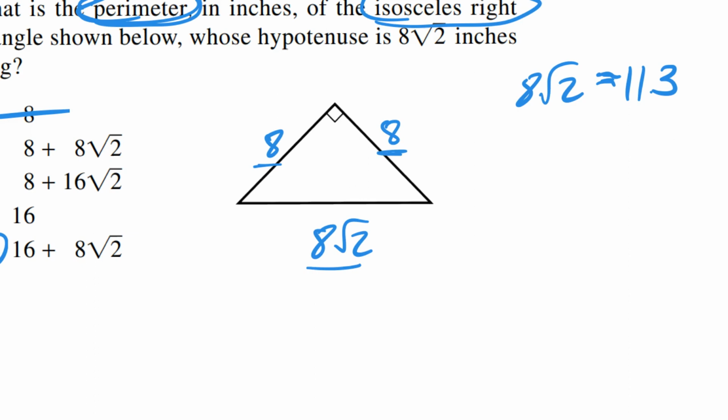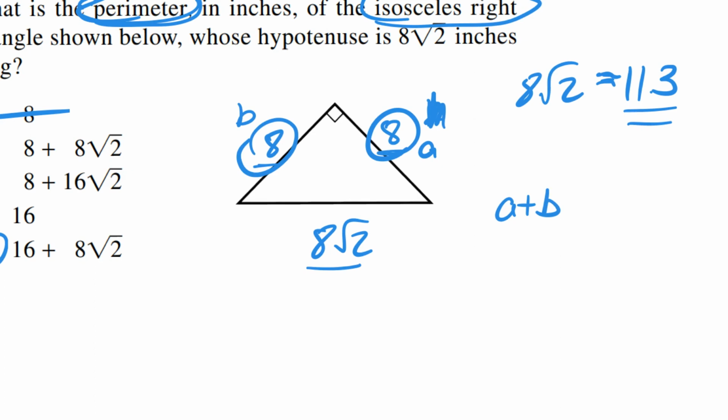But we also need to remember that the two smaller sides of the triangle, regardless of the shape of the triangle, have to add up to be greater than the largest side. So let's just call this side A and this side B. I should have used lowercase letters, sorry. So we'll call this A and that B. We know that A plus B has to be greater than 11.3, because it has to be bigger than the hypotenuse. So we know we have to have a number greater than 22.6.